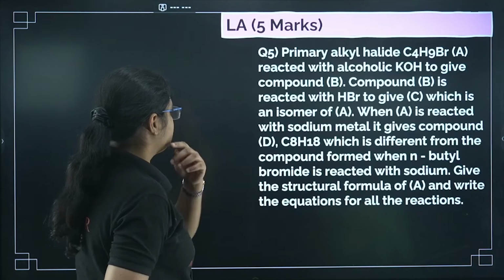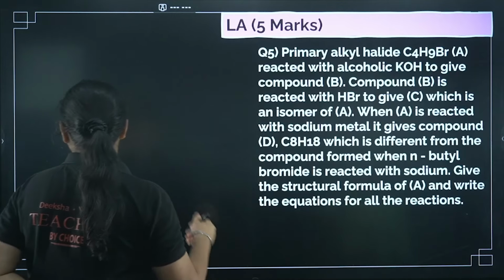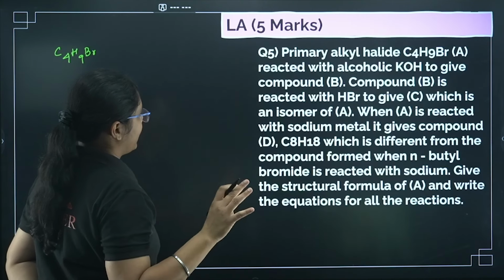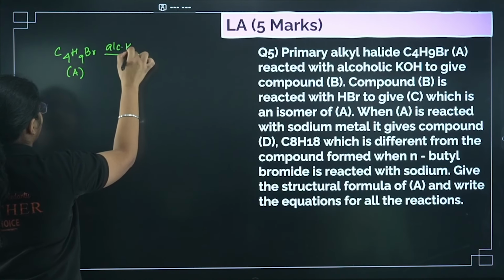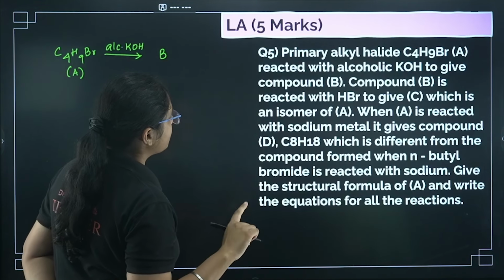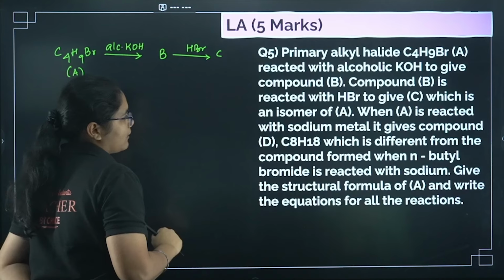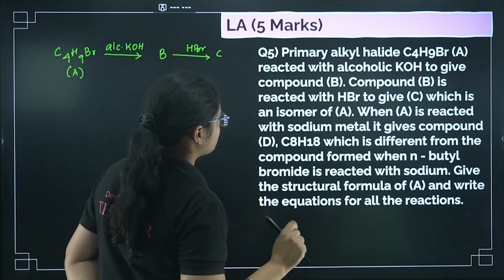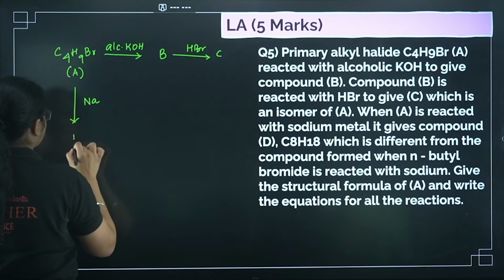Clear? Next question: primary alkyl halide C4H9Br reacted with alcoholic KOH to give compound B. Let us write down the first reaction, C4H9Br, that is A, reacted with alcoholic KOH to give compound B. Now compound B reacts with HBr to give C, which is an isomer of A. Now when A is reacted with sodium metal, it gives compound D.